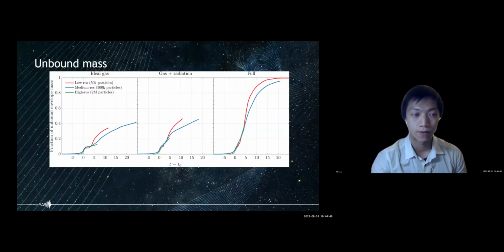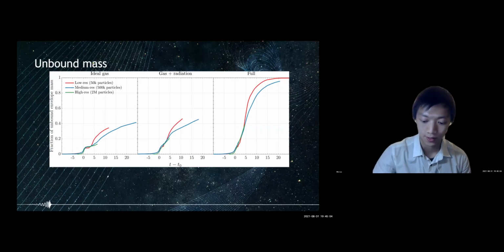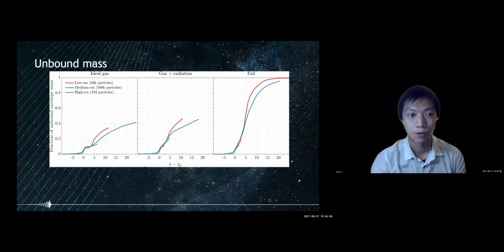And the next thing I've looked at is the amount of unbound mass. So these 3 panels plot the fraction of unbound envelope mass, so we're unbinding everything as we go to 1, as a function of time, and also include the different results for different simulations here, because we're able to run the lower resolution simulations for longer. Towards the end of our simulations, the amount of unbinding is still increasing, so we're able to see more of the unbinding as we run the simulations for longer.